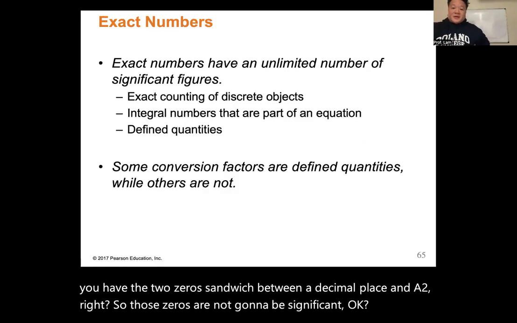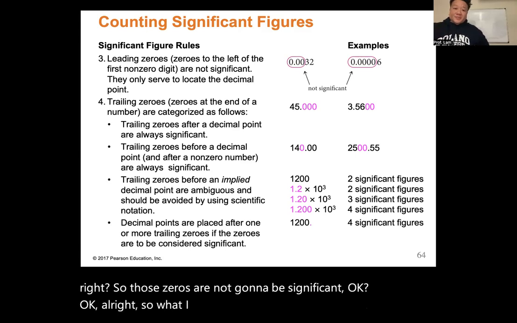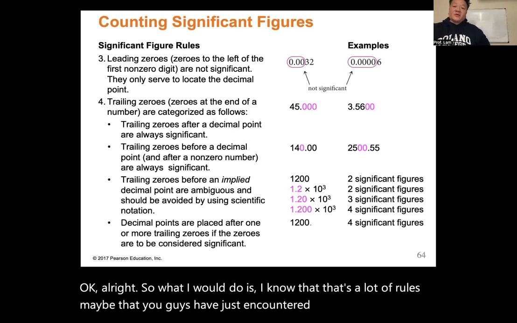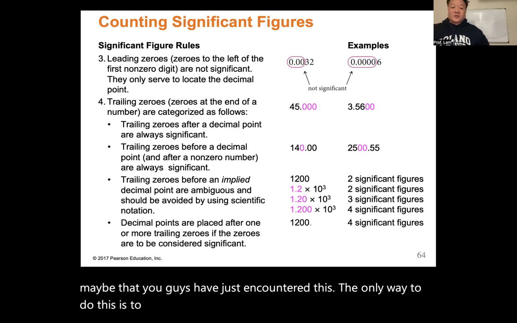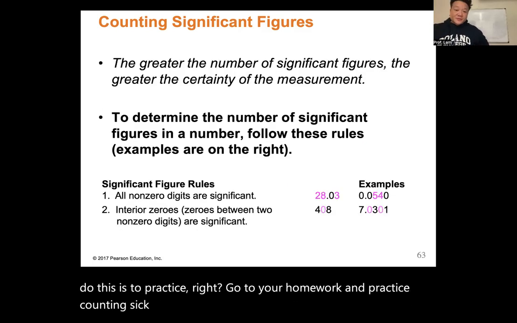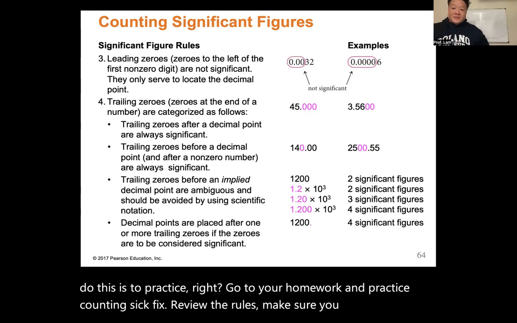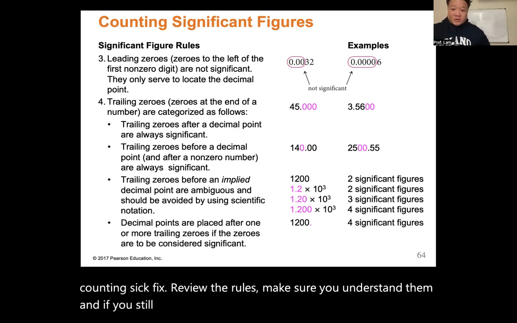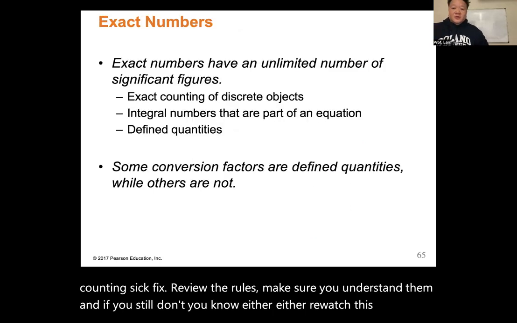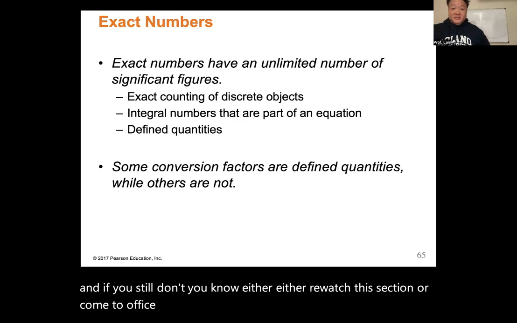Okay. All right. So what I would do is, I know that that's a lot of rules. It may be that you guys have just encountered this. The only way to do this is to practice, right? Go to your homework and practice counting sig figs. Review the rules. Make sure you understand them. And if you still don't, either rewatch this section or come to office hours and I can explain it to you again as well. Okay, so let's move on, right?